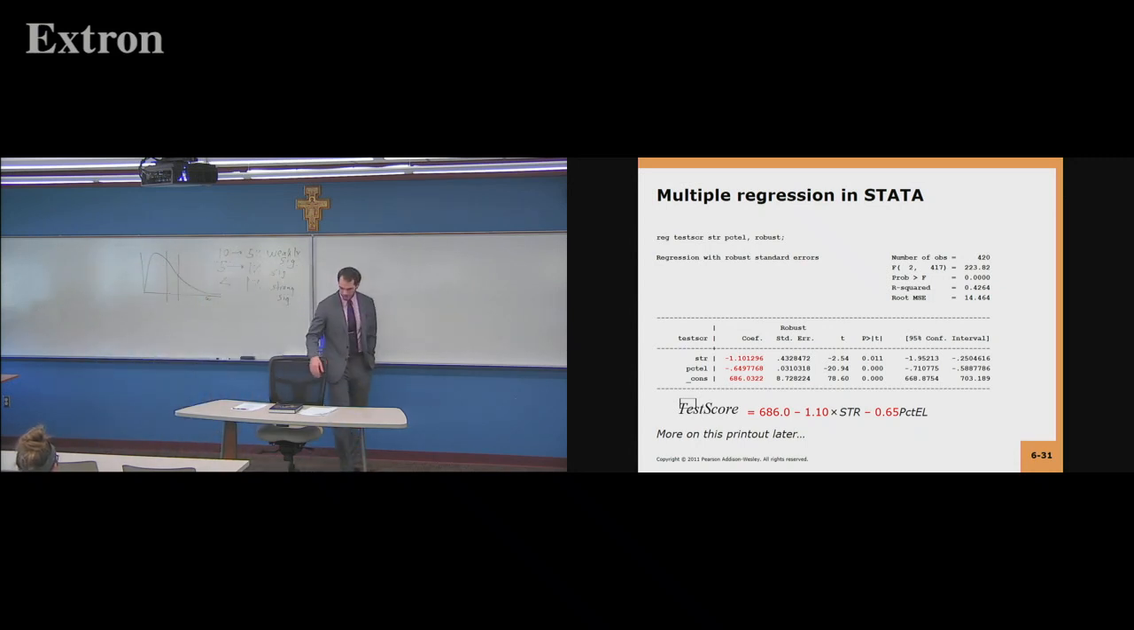So now, for the student-teacher ratio, our coefficient is negative 1.1. What that means is if we hold the percent of English as a second language students constant, for every increase in the student-teacher ratio of 1 unit, we're seeing 1.1 point lower test scores. Because we're including that omitted variable from the first one, we're getting more accurate results.